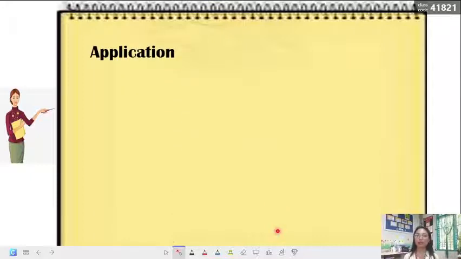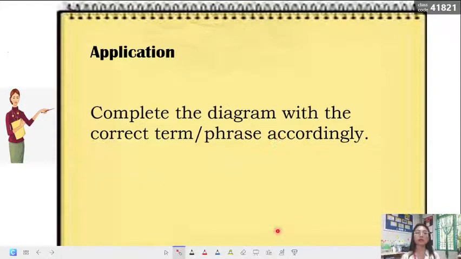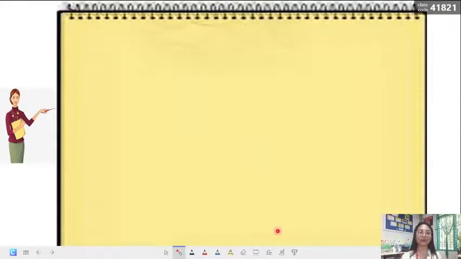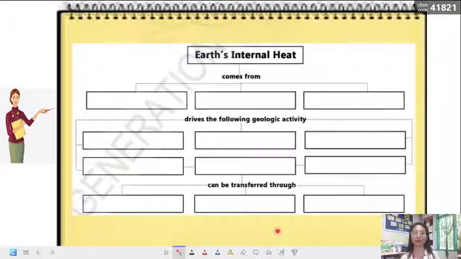Okay, this time, let's have an application. In this activity, again, we pause the video for you to answer, for you to have enough time. I will just give you 5 minutes, or if you need more time, it can be 10 minutes. You are going to complete the diagram with the correct term or phrase accordingly. Again, you may use a sheet of paper there, whatever you have, and then do this. Are you ready? Let's start. Okay, complete the diagram.